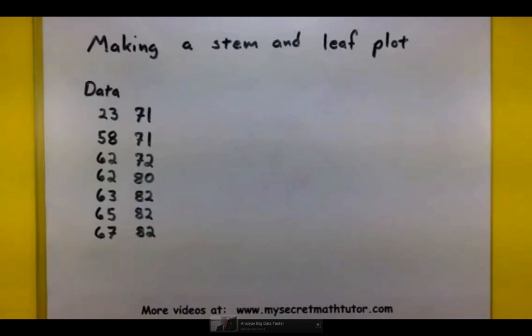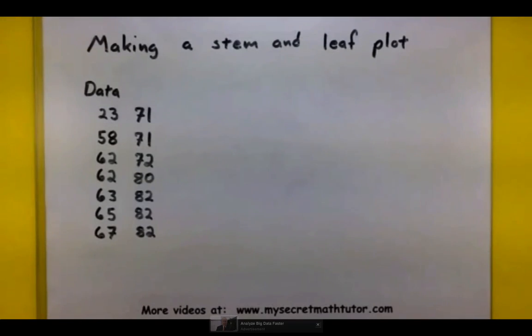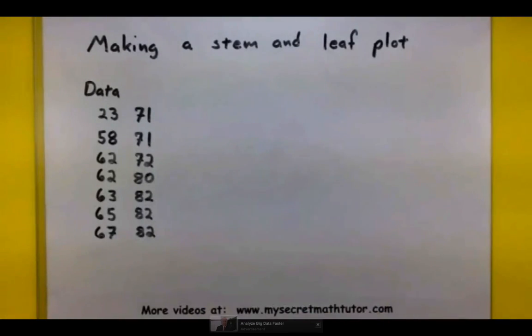In this example, we are going to make a stem and leaf plot. Now these are great plots. They give us an idea about the distribution of our data, but they can be a little tricky to make. The idea with making a stem and leaf plot is we are going to identify the leading values in all of these numbers, and that will become our stem. And then with the other values in the number, those will become the leaves.